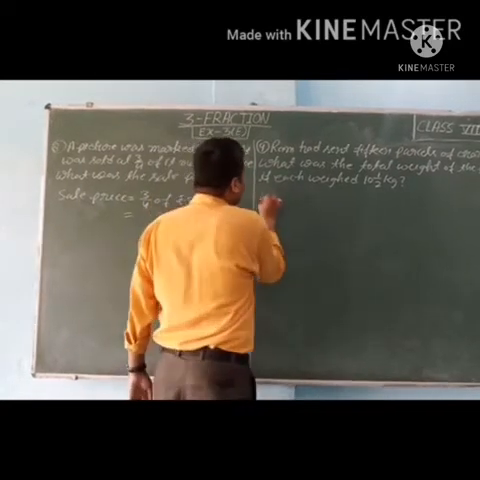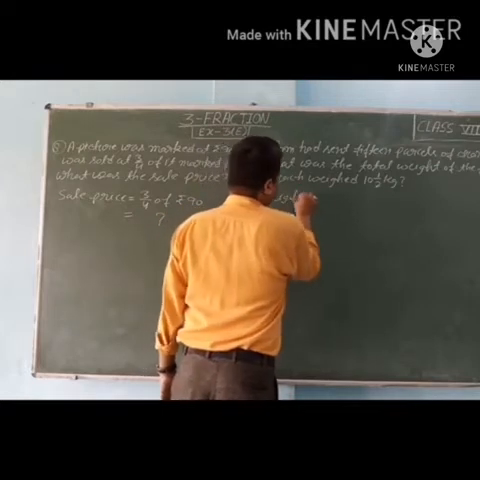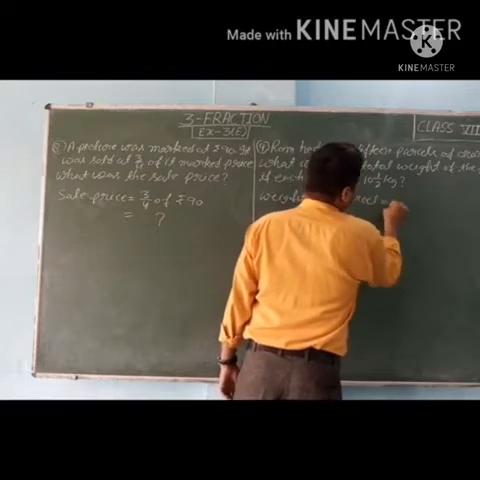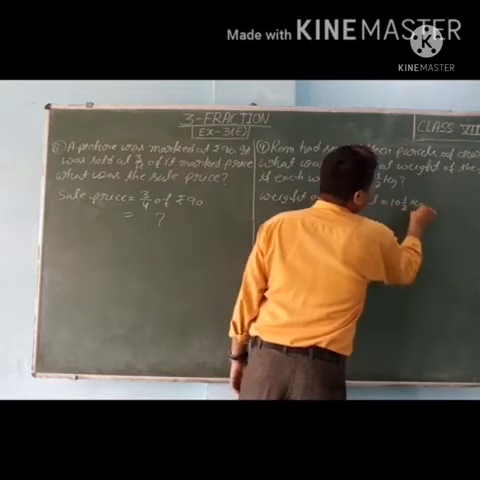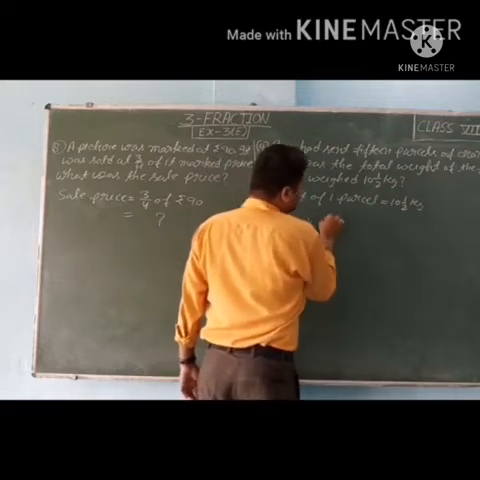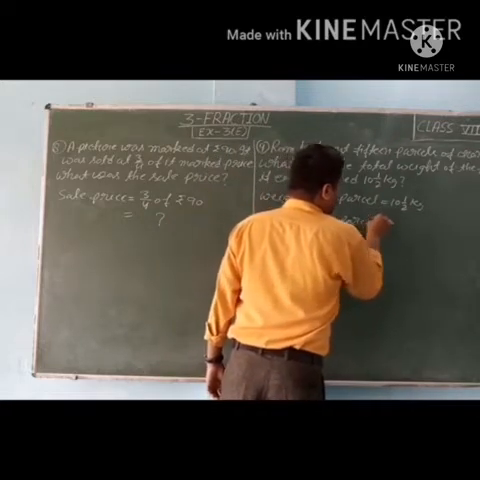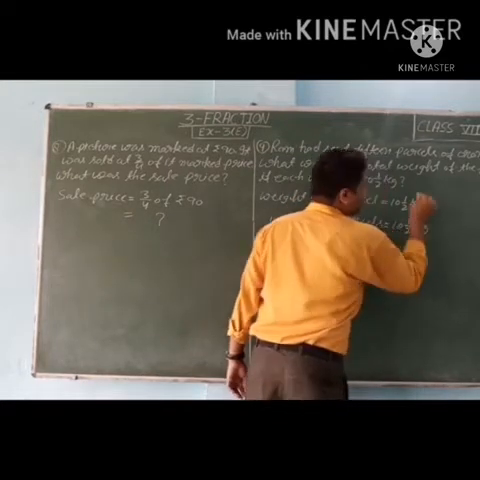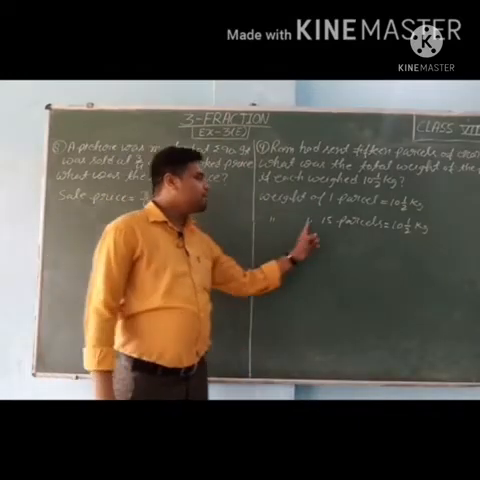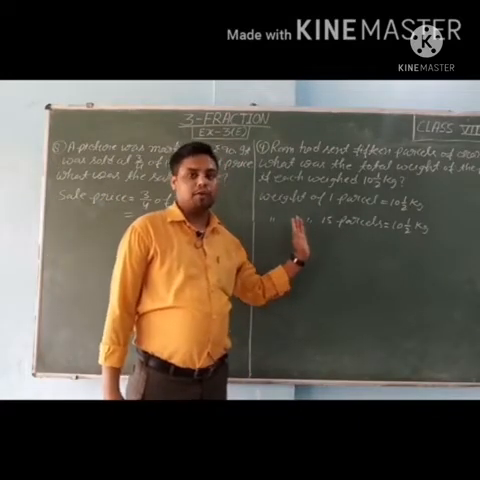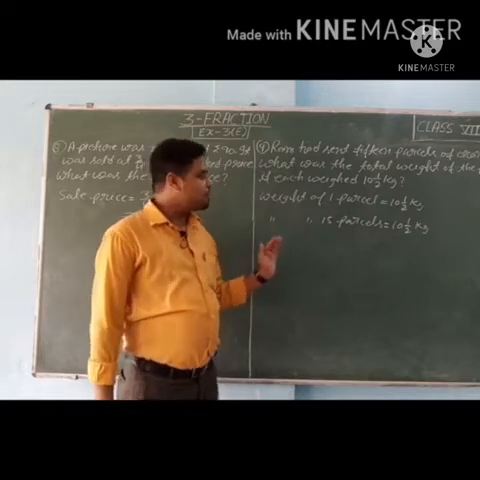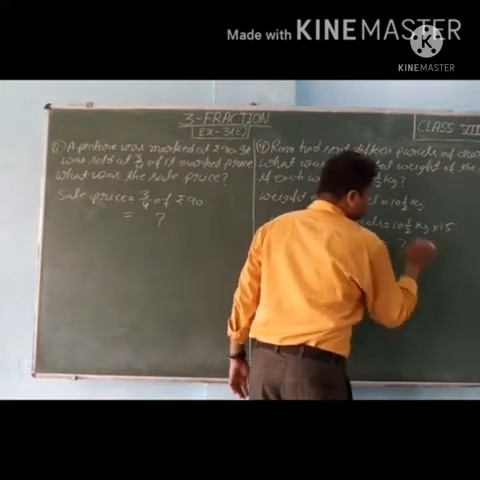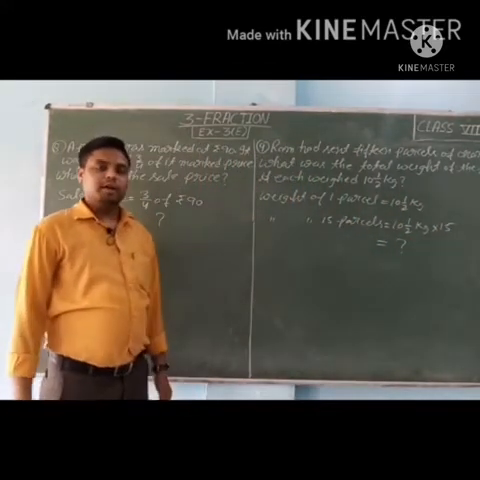So weight of one parcel is equal to 10 whole 1/2 kg. Weight of how many parcels? 15 parcels. 10 whole 1/2 kg is the weight of one parcel. Weight of 15 parcels will be more in comparison to the weight of one parcel. So for more, multiply by 15. This you also find by yourself and comment the answer in the comment box.